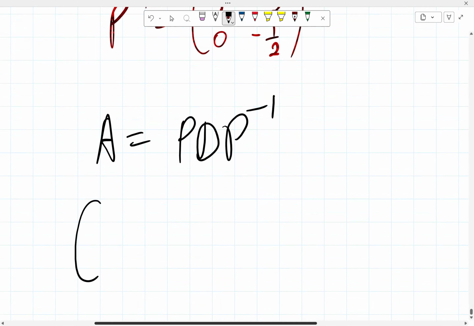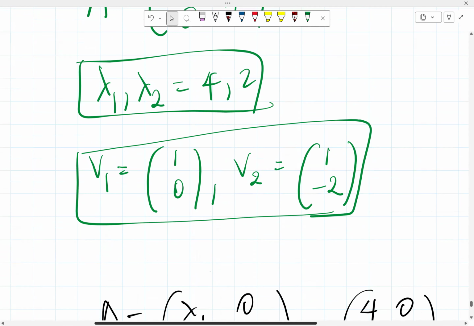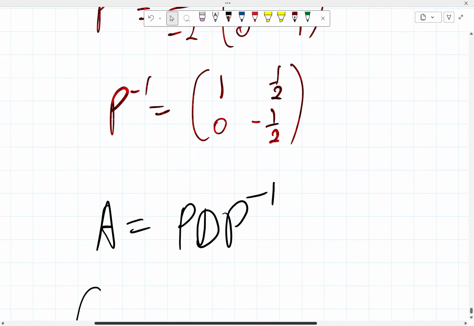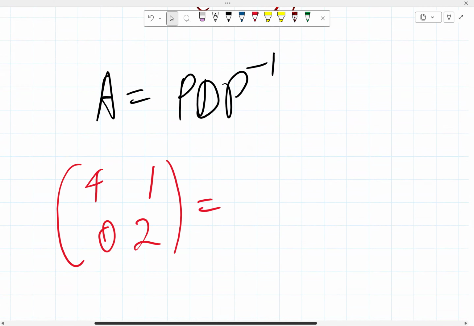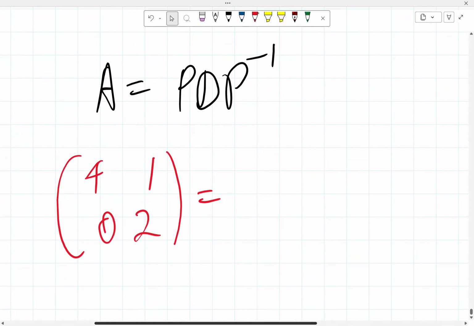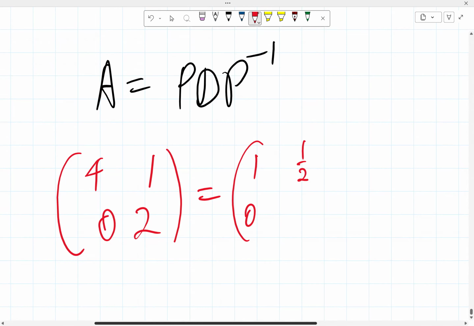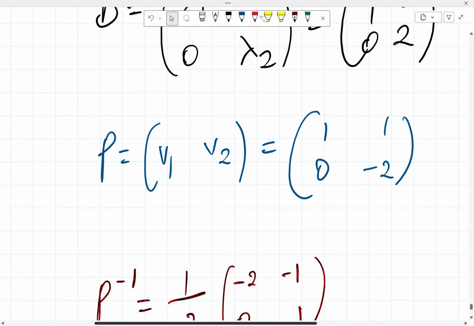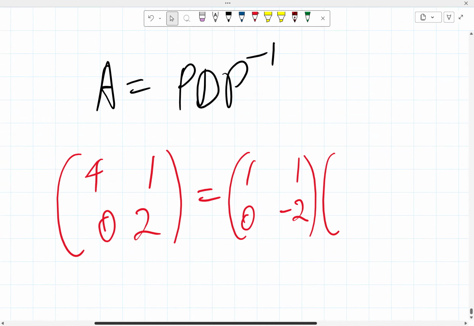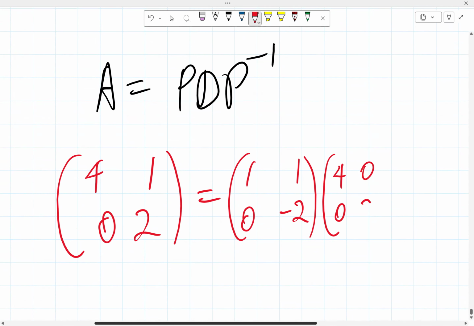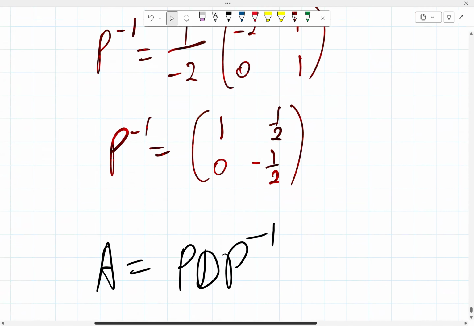That means that the original A we started out with is [4 1; 0 2], right? So we can say [4 1; 0 2] is the same thing as P D P inverse. What is P now? P itself, sorry, is [1 1; 0 -2] into D, which is [4 0; 0 2], and P inverse finally is this expression here.